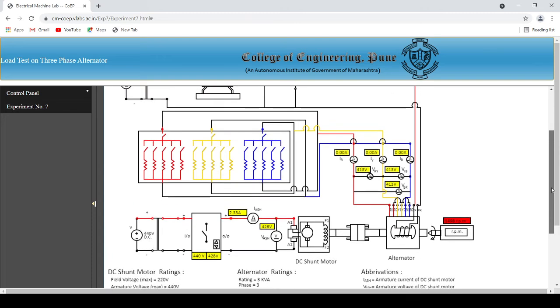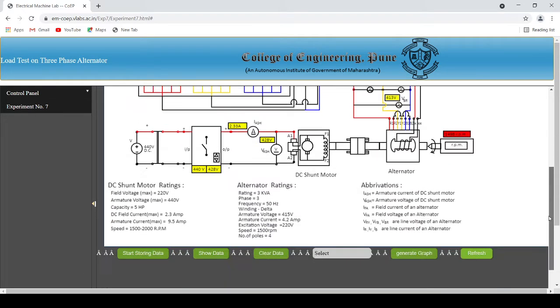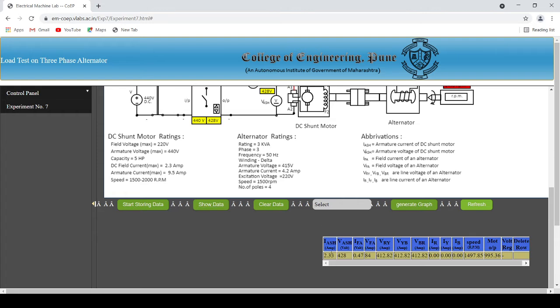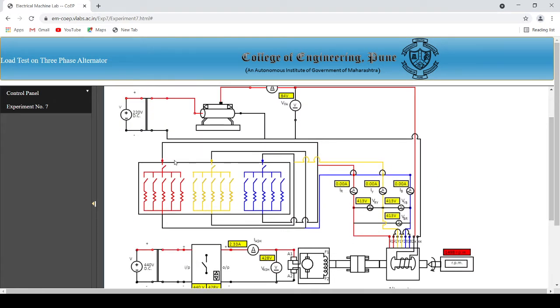Initially, we'll get a no load reading. There is no load connected now. We'll get a reading now just by clicking on the start storing data. It will store the data now, and we can see that by clicking on the show data. See, from this table we have attained the no load condition table readings. Now we can close it one by one.